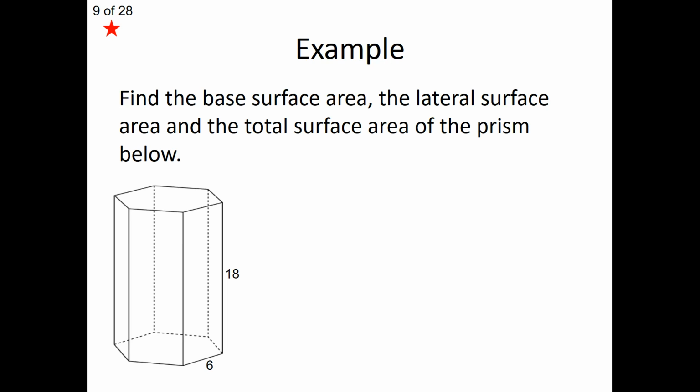And the way we do it is by breaking it up into finding the area of the base, the area of the lateral surfaces, and we add them together to get the total surface area. And so that's where our formula comes in. So the surface area formula, again, for any right prism is 2 times the area of the base. That's going to give us the base surface area, plus the perimeter times the height. That's going to give us the lateral surface area. And then when we add them together, it's going to give us the total surface area of our prism. That's what we're looking for. So what we need to do is figure out the area of the base, the perimeter of the base, and the height of our prism.